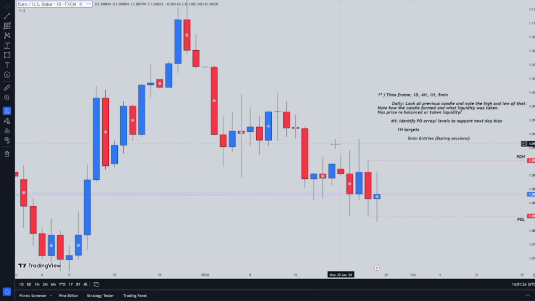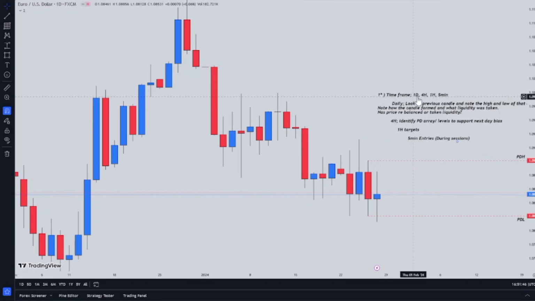Right on our screen, we are in the daily time frame. This is Euro USD. I love trading the Euro USD because you can get entries during the London session because the euro is active during the London session, or probably get an entry during the New York session because of the dollar. Dollar is active during the New York session.